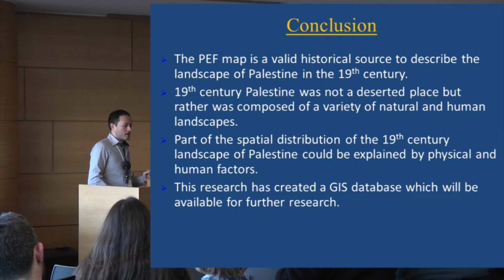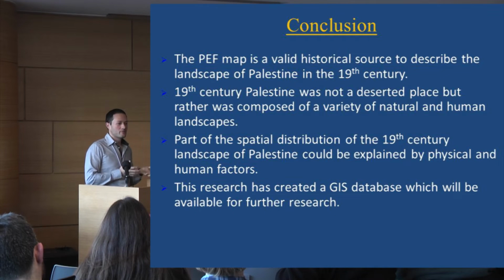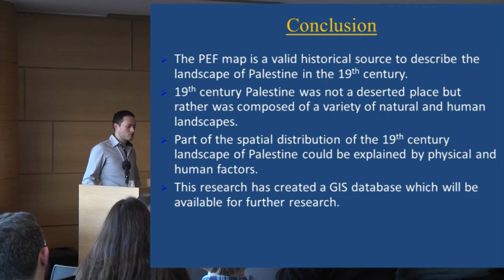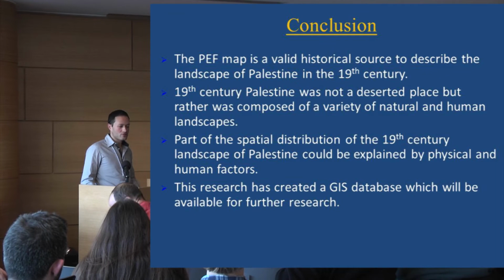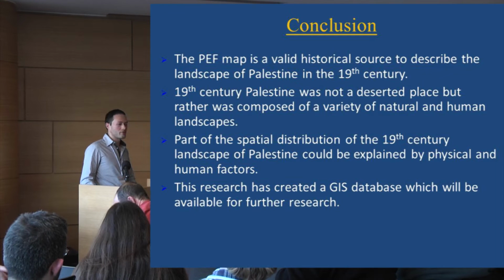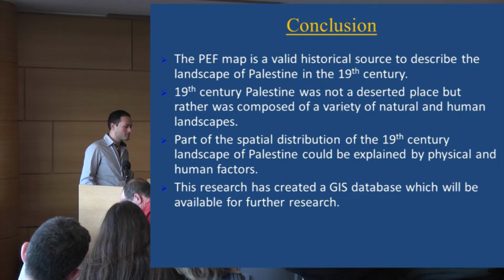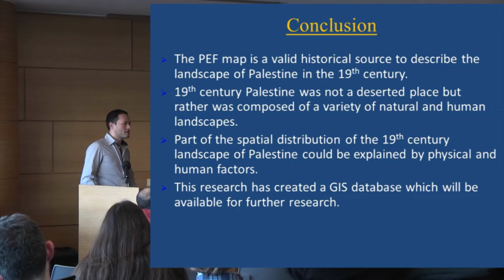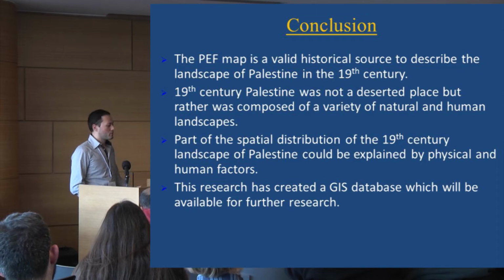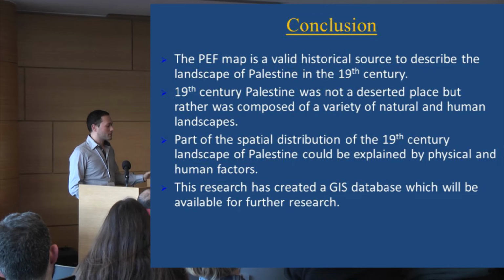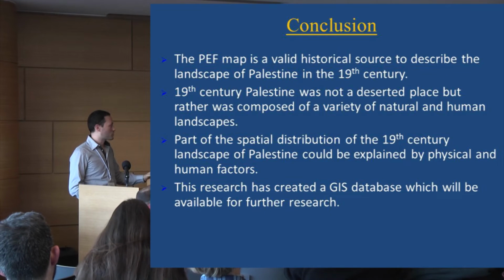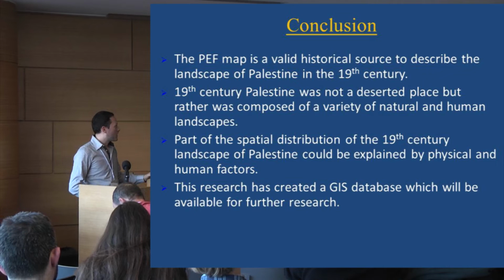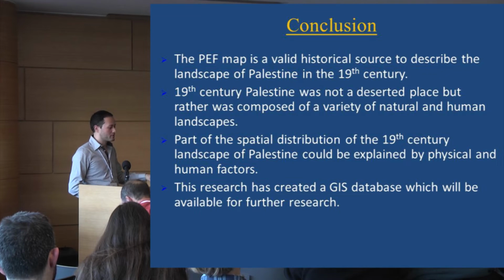For conclusion, first of all, by comparing the PF map to the aerial photos, we showed that the PF map is a valid historic source to describe the landscape of Palestine in the 19th century. By digitizing the PF map, we also showed that Palestine in the 19th century was not a deserted place, but had a variety of natural and human landscapes.